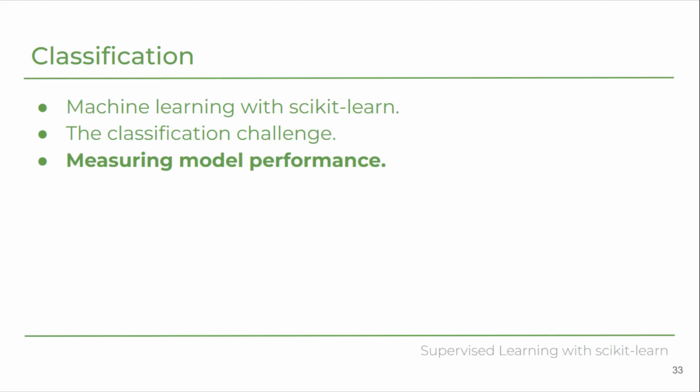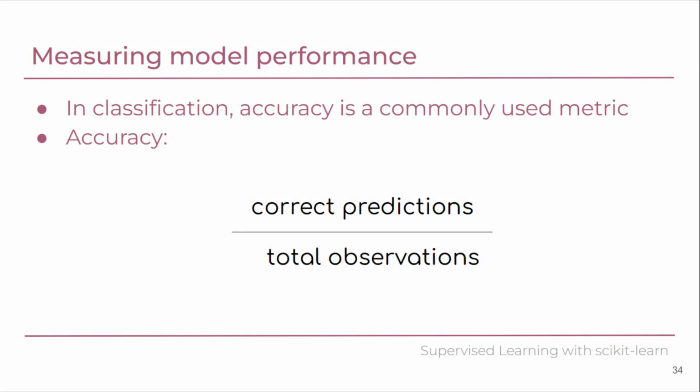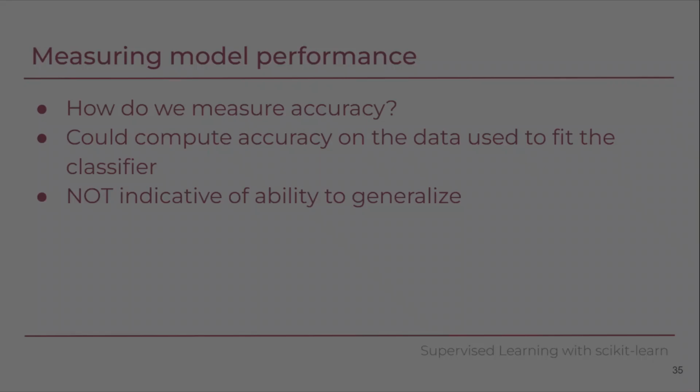Now we can make predictions using a classifier, but how do we know if the model is making correct predictions? We can evaluate its performance. In classification, accuracy is a commonly used metric. Accuracy is the number of correct predictions divided by the total number of observations. How do we measure accuracy?